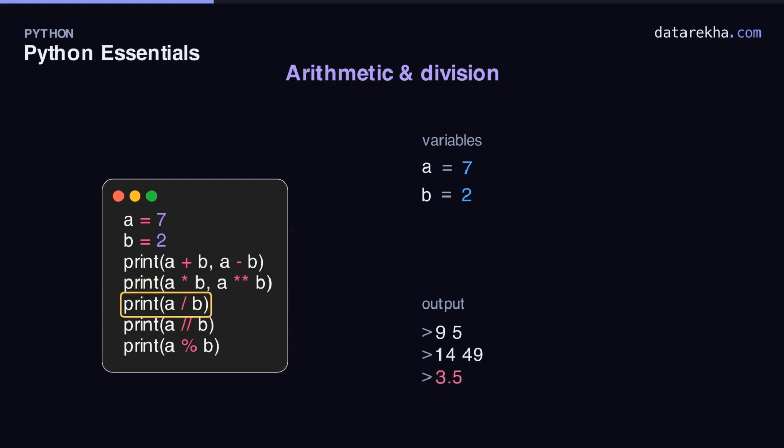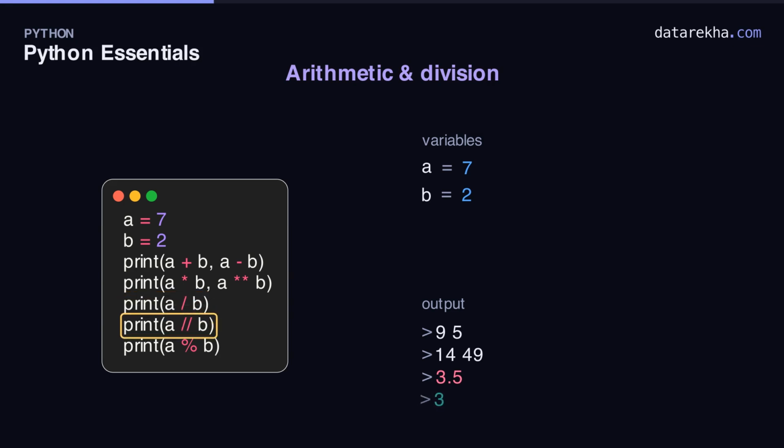And here is the one that trips everyone. A single slash is true division. 7 divided by 2 is 3.5. Notice, even though 7 and 2 are both integers, the answer comes back as a float. In Python, slash always gives you a float.